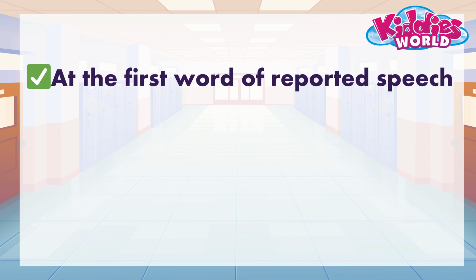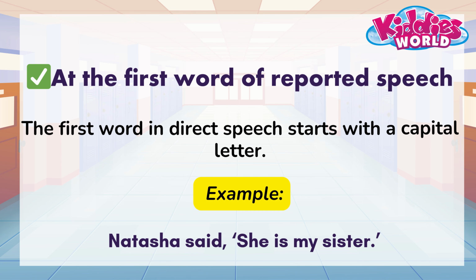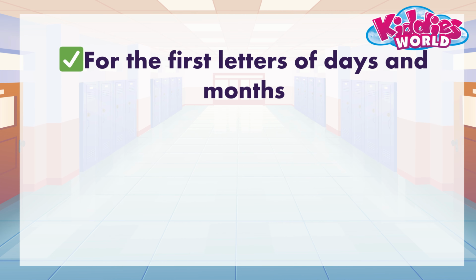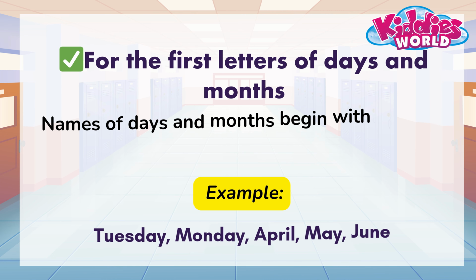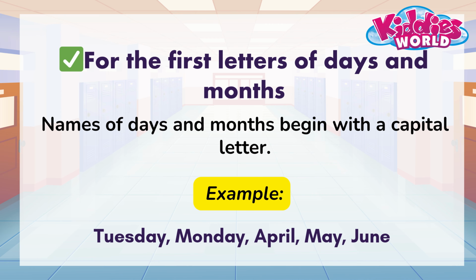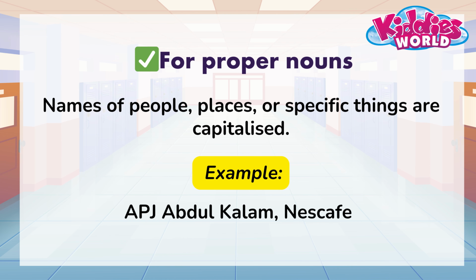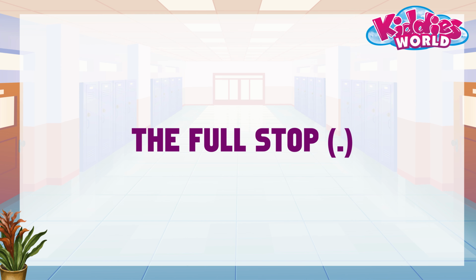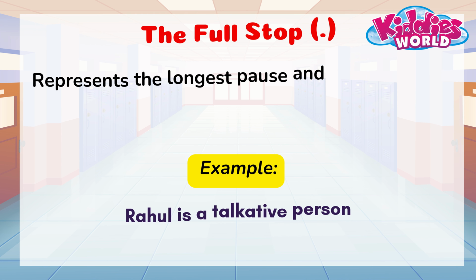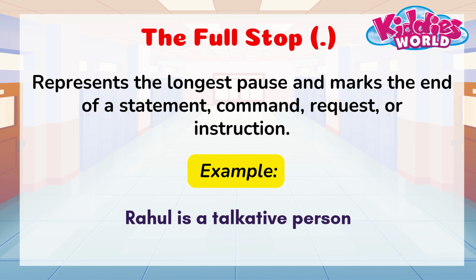At the first word of reported speech, the first word in direct speech starts with a capital letter. For the first letters of days and months, names of days and months begin with a capital letter. For proper nouns, names of people, places, or specific things are capitalized. The full stop represents the longest pause and marks the end of a statement, command, request, or instruction.